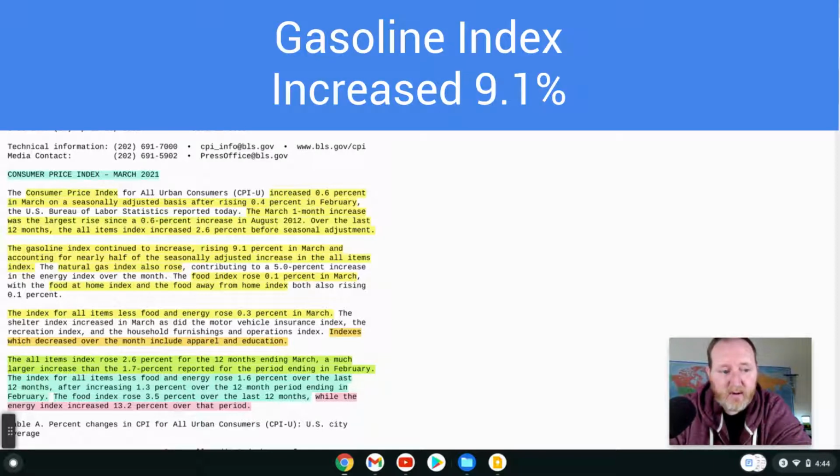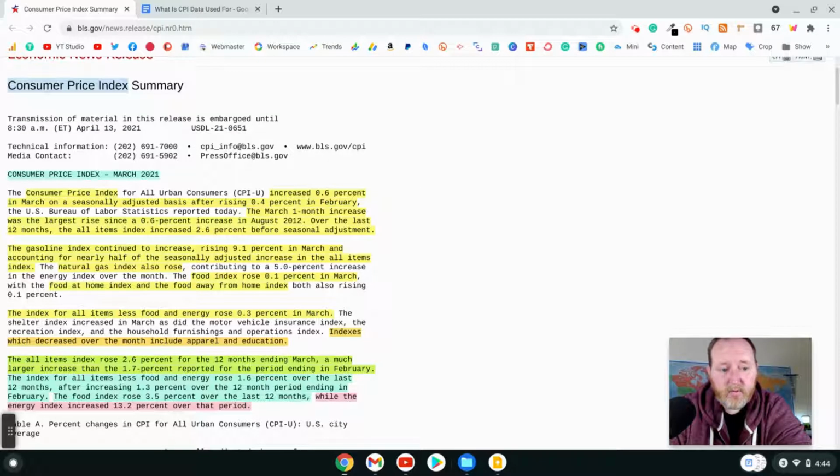The gasoline index continued to increase, rising 9.1% in March and accounting for nearly half of the seasonally adjusted increase in the all items index. Natural gas also rose. Food index rose 0.1% in March. Food at home index and the food away from home index also both rose 0.1%. So, out in the real world, food overall rose 0.1%, whether that's going to the grocery store buying food or going to a restaurant and buying food.